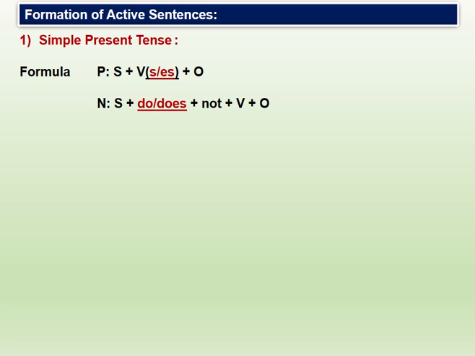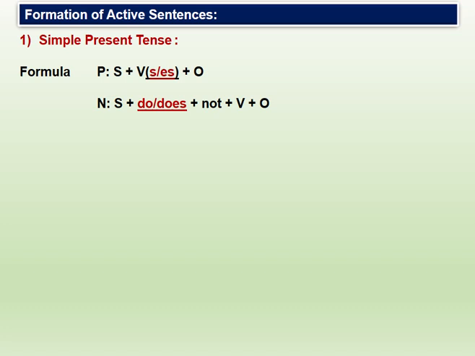So first look at positive sentence P, and how to read the formula. Formula is actually the order in which subject, object, verb are placed in a sentence in English. First of all you put subject, then verb plus s/es, plus object. And in negative you read the formula as subject plus do/does, that means either of them, plus not plus verb plus object.